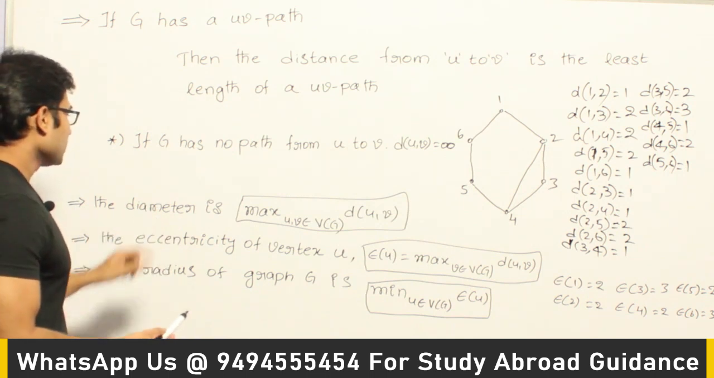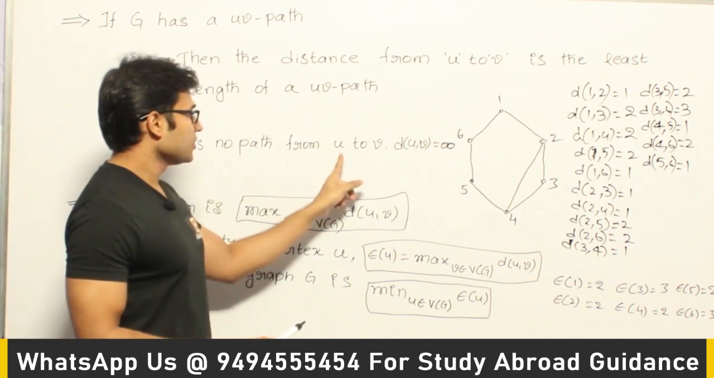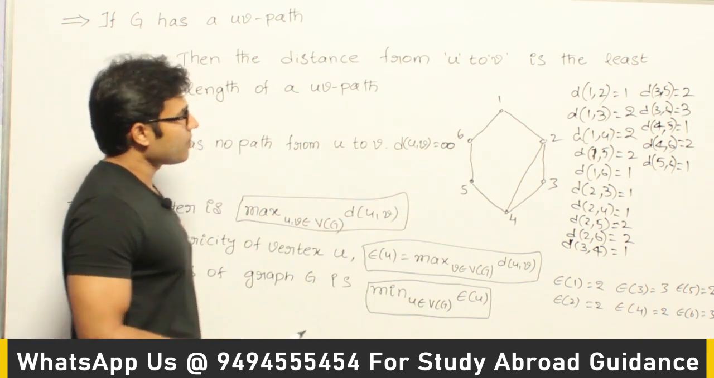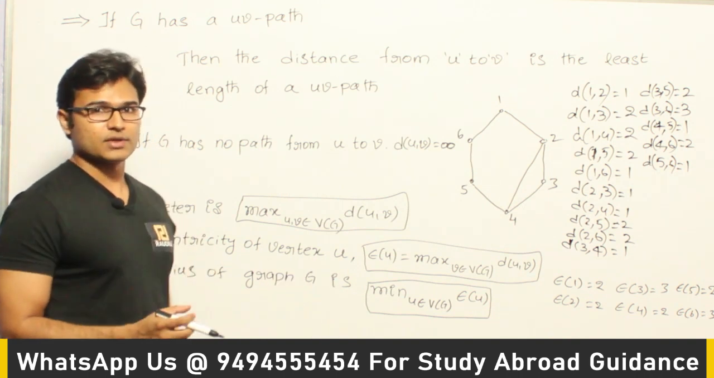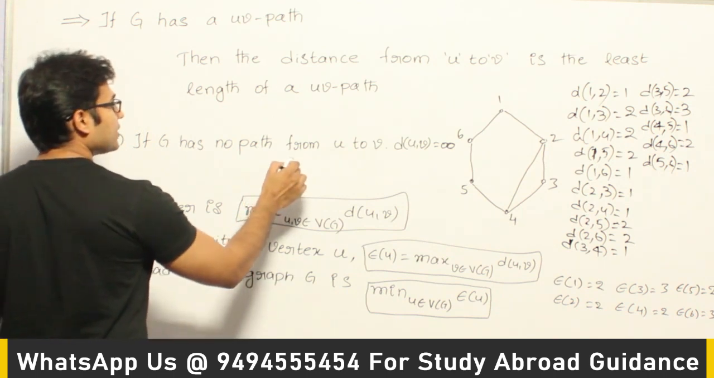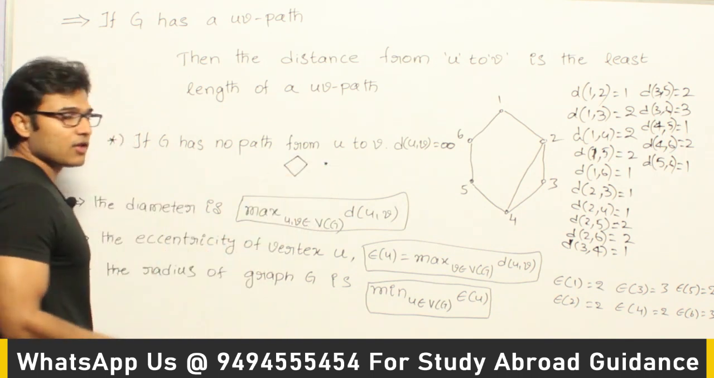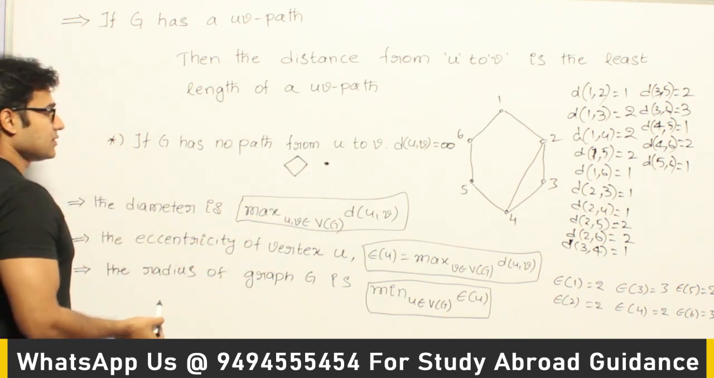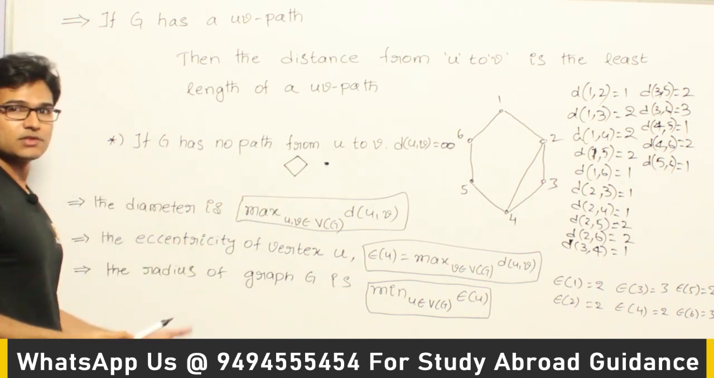Now the diameter. See, one more point is there. If G has no path between U and V, then d(U,V) is infinite. So when will there be no path? In case it is an undirected graph, only when they are disjoint, right? I mean disconnected, you can say disconnected. So let us say you have a graph like this and you have a vertex here. Now this vertex is not connected to any of the vertices here, right? In this case, what we can say is the distance from this node to any of these nodes is infinity, because there is no path at all.